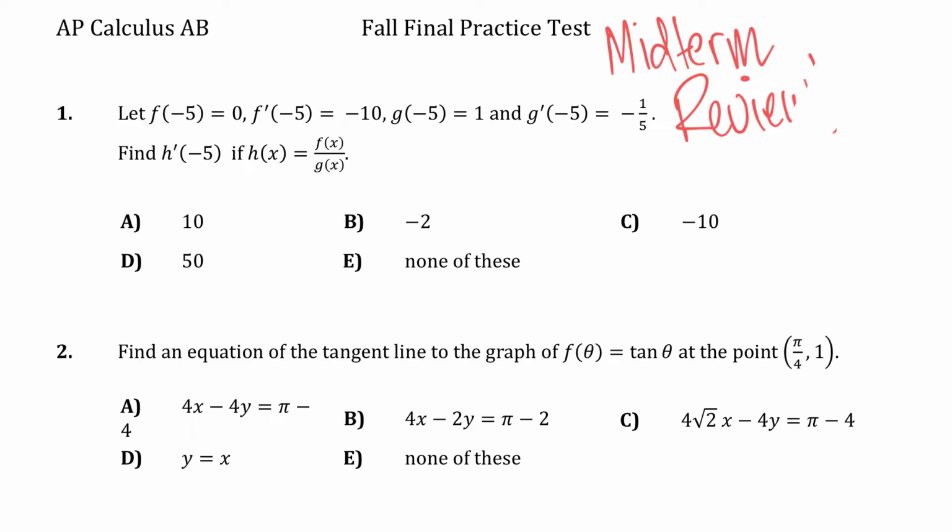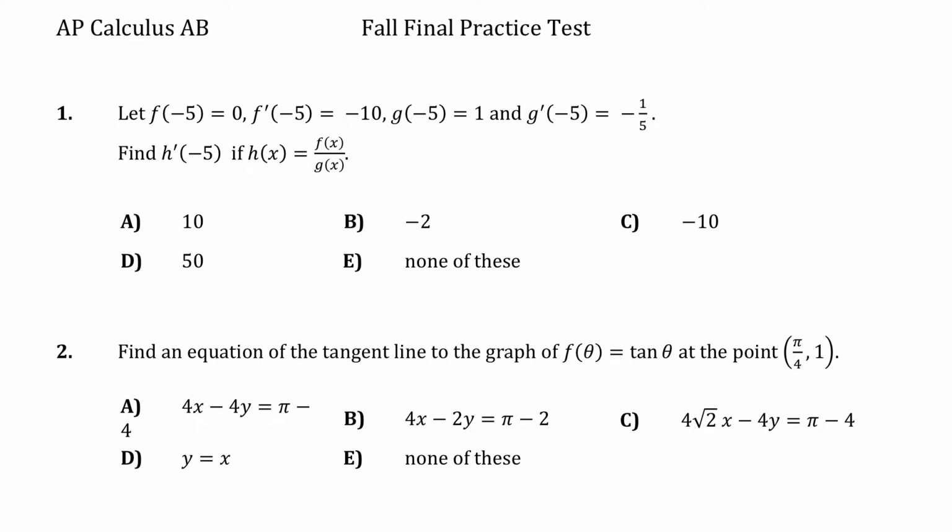I'm going to erase all this here. So we need to find h prime of x. And h prime of x, well, if h of x is this, then we need to do that quotient rule, which I see as f prime g minus g prime f all over g squared. And so it's really just filling in all those parts.